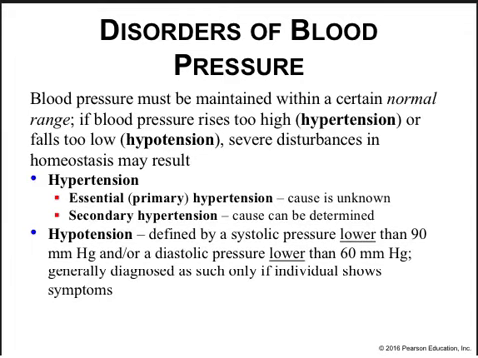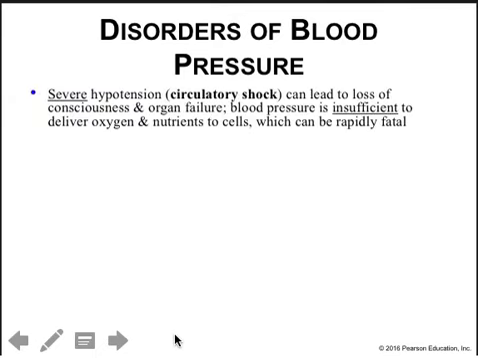Basically, this is going to be elevated blood pressure. In the case of hypertension, we're talking about a blood pressure higher than 140/90. Hypotension is defined as a systolic pressure lower than 90 and a diastolic lower than 60, and is generally diagnosed as such only if the individual shows symptoms. Severe hypotension, known as circulatory shock, can lead to loss of consciousness and organ failure.